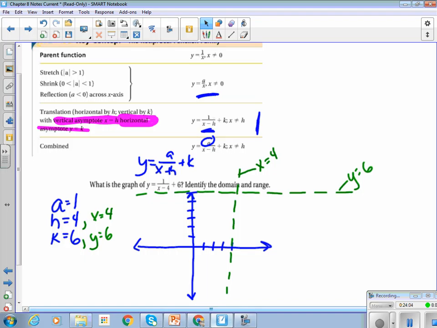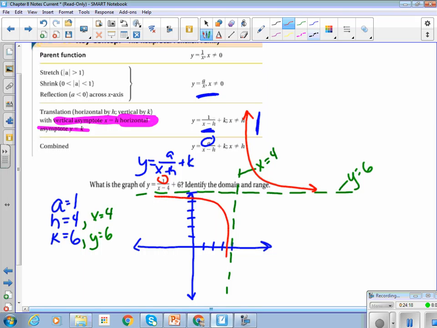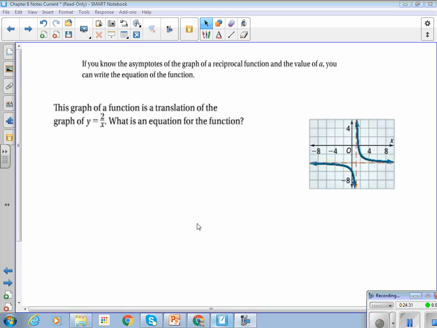So my new graph, I have no reflection because A is just equal to 1. So my new graph looks like quadrant 1, quadrant 3. Once you have the asymptotes down, you're good to go ahead and draw the reciprocal function. If you know the asymptotes of the graph of a reciprocal function and the value of A, you can write the equation of the function.